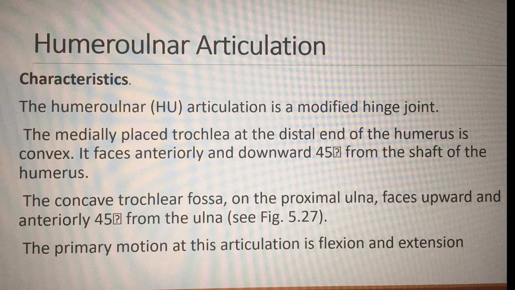So here the primary motions are flexion and extension, and supination and pronation occur at this articulation. Here also the concavo-convex rule applies, and here the articulating surface is concave, which allows the gliding, sliding in the same direction as the physiological motion of the forearm.